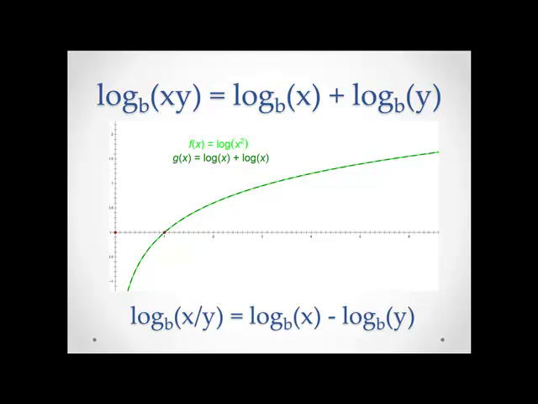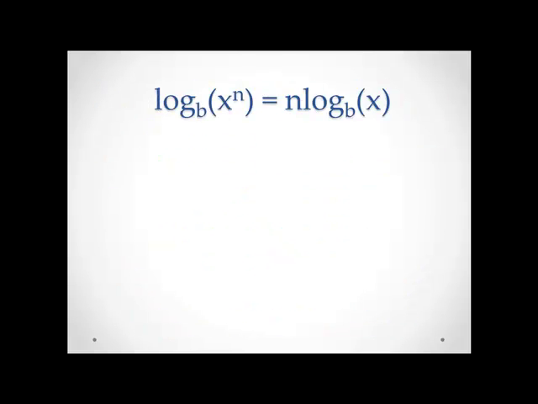Similarly, log base b of x divided by y is equal to log base b of x minus log base b of y. We can again use common logs to test our last property. Log base b of x raised to the nth power is equal to n times log base b of x. For example, log base 10 of 10 to the fourth is equal to 4 times log base 10 of 10, which equals 4. This property is especially helpful when predicting the logs of large numbers.